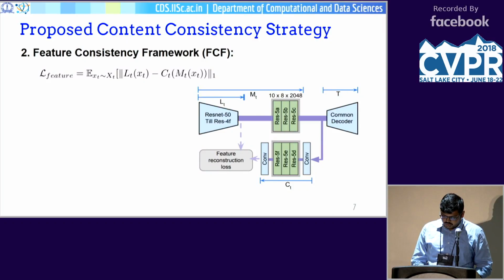As a new approach to preserve spatial structure and content correspondence, we propose to enforce content consistency using a self-feature reconstruction loss. We define CT as a parameterized feature reconstruction function which can reconstruct back the Res4F features during the adaptation process.